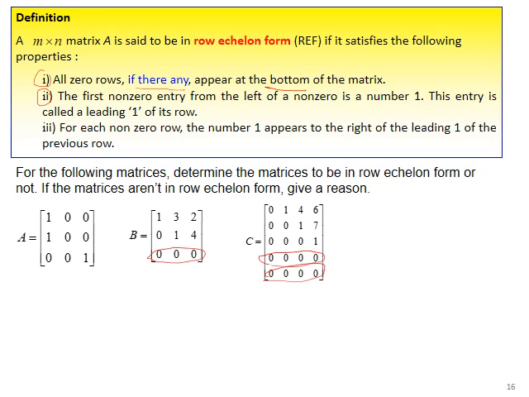As an example here, this is the first row, it started with 1. The first row started with 1. I don't count the 0 here. If it is a number, it should be counted, but 0 is not counted.